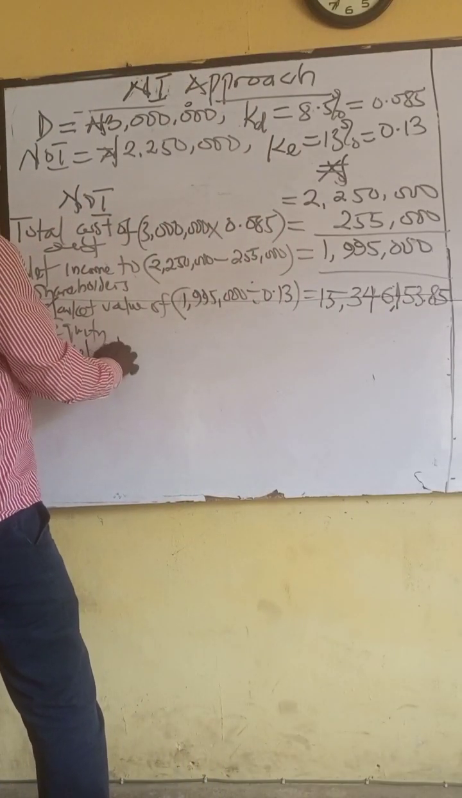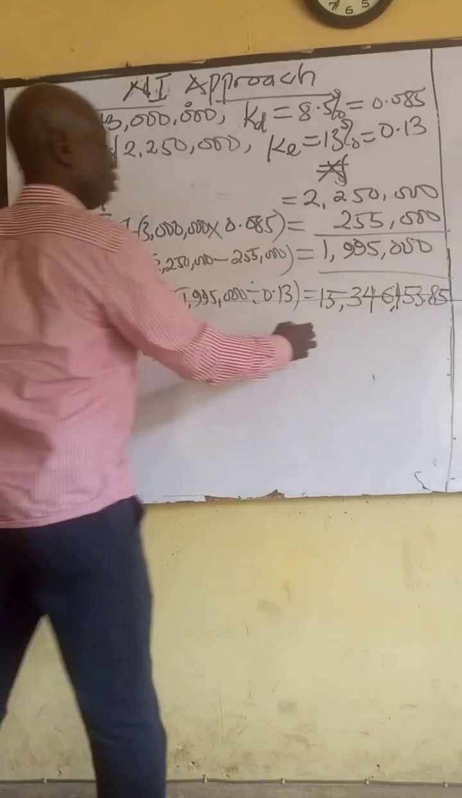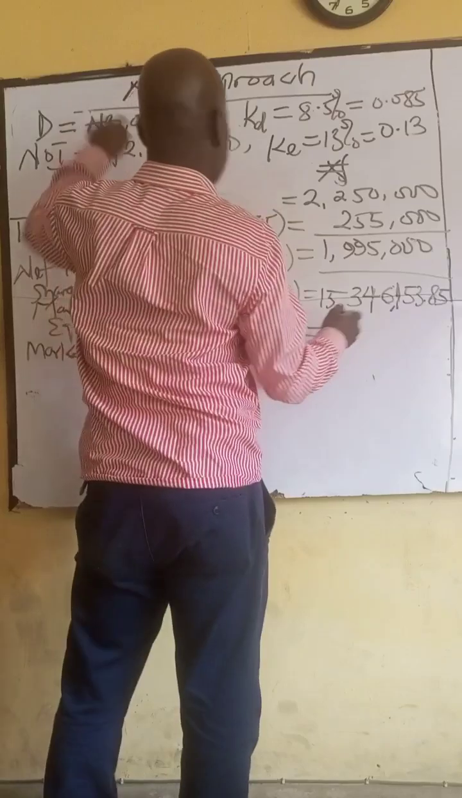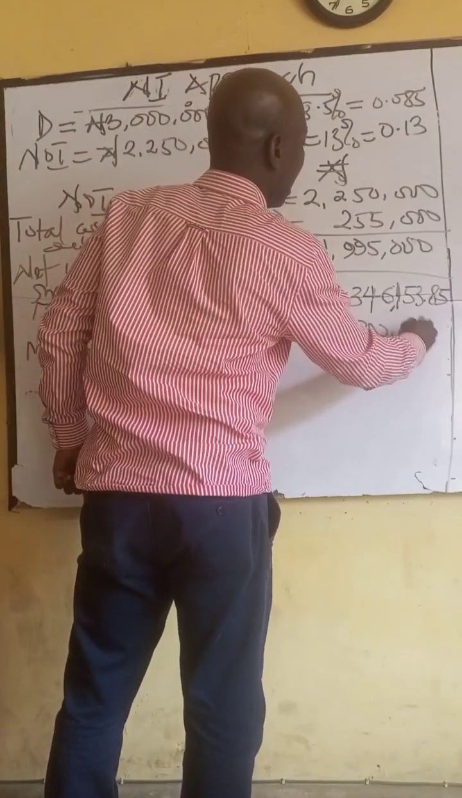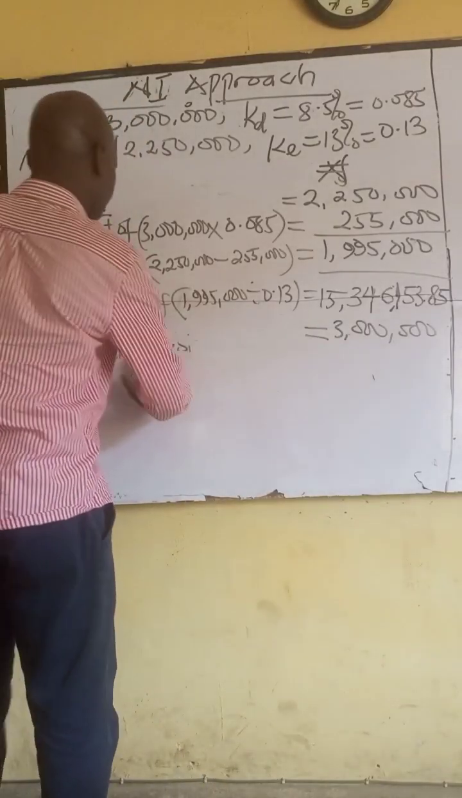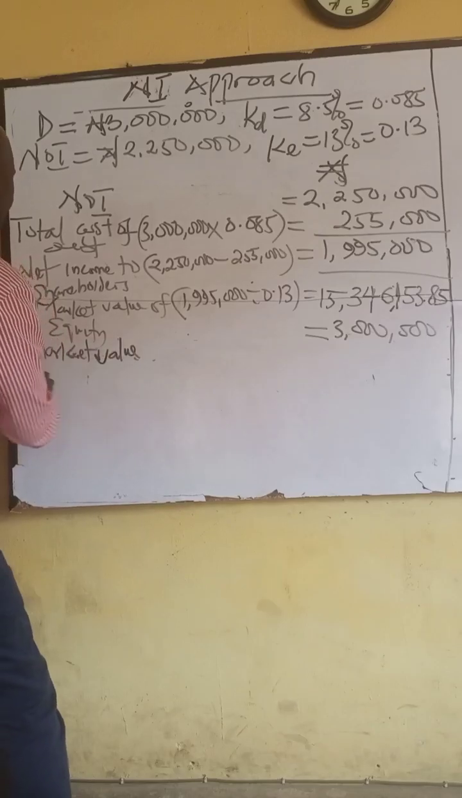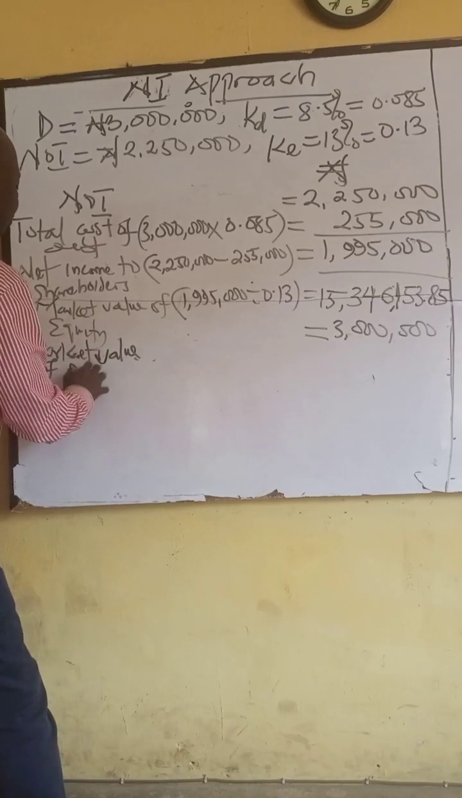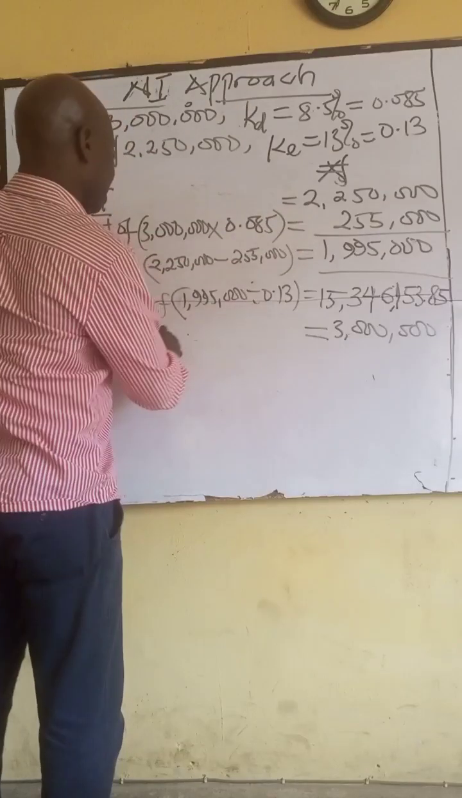Then you now find market value of debt. Market value of debt is the value of our debt we are given. That debt is 3 million. 3 million is our debt. Now, how do we arrive at this? I can tell you that to get this 3 million, that's market value of debt. Market value of debt is the value of our debt. So it is now this answer we have in step 2.